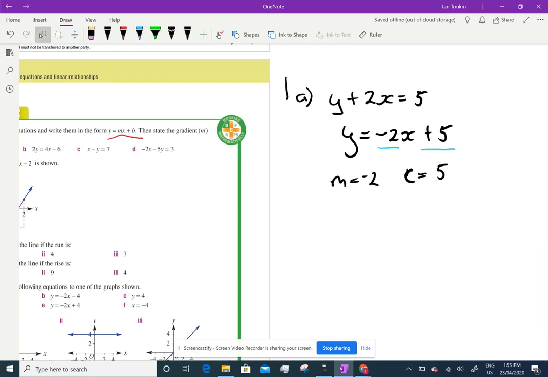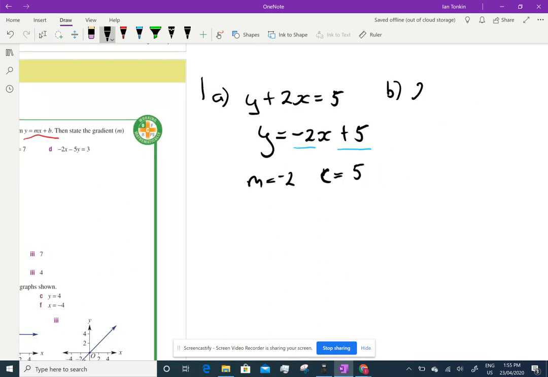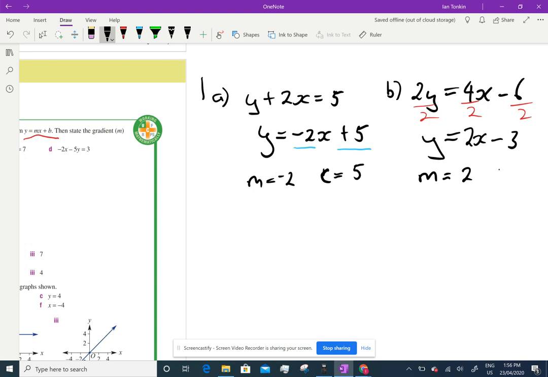The next one, b: 2y equals 4x minus 6. Go and have a go by yourself. It's almost in the right form. The x and the constant are on the other side, but I have to get rid of that 2, so I'm going to divide by 2. And remember, I have to divide everything by 2. So divide that by 2, divide that by 2, and divide that by 2. I get y equals 2x minus 3, where my gradient is 2 and my y-intercept equals negative 3. Remember, you have to include the negative.